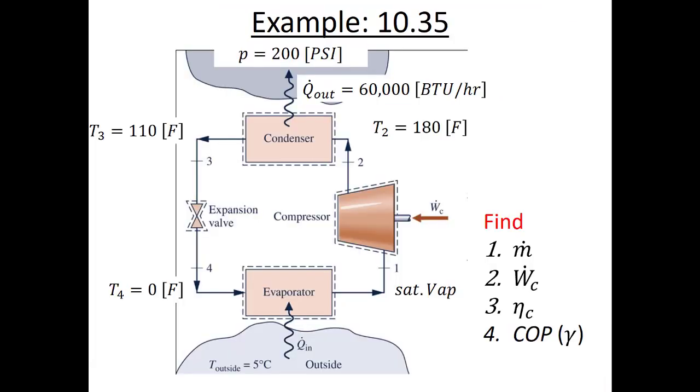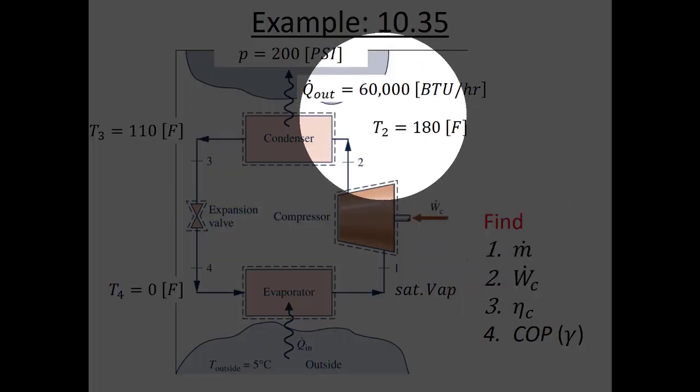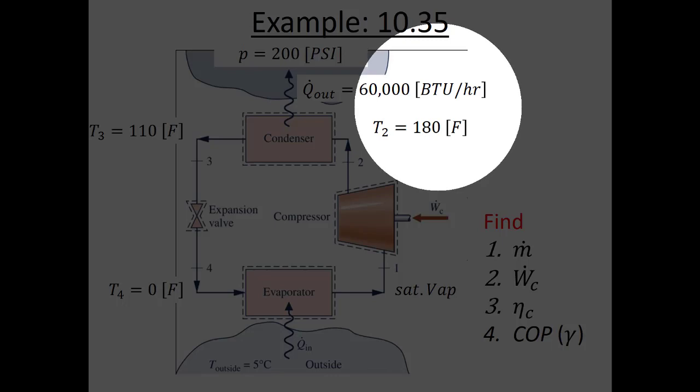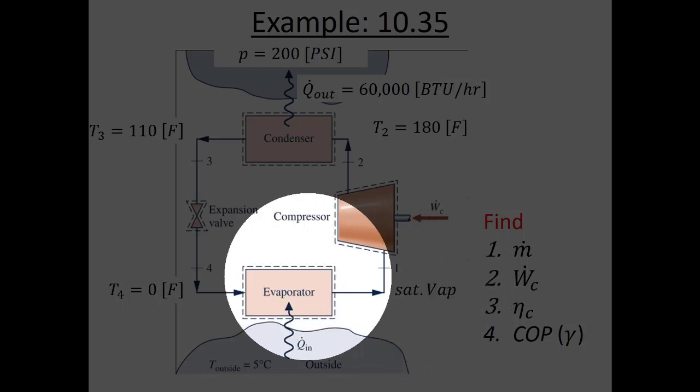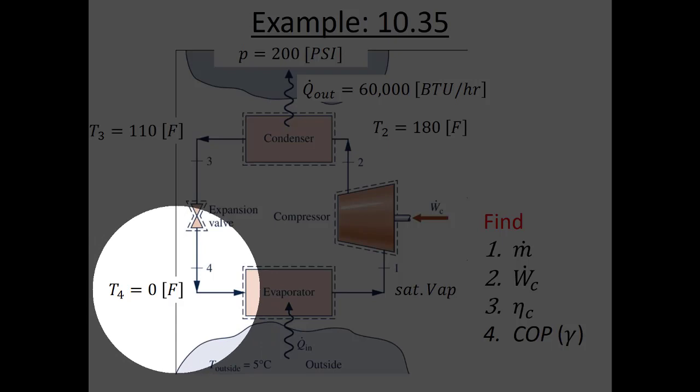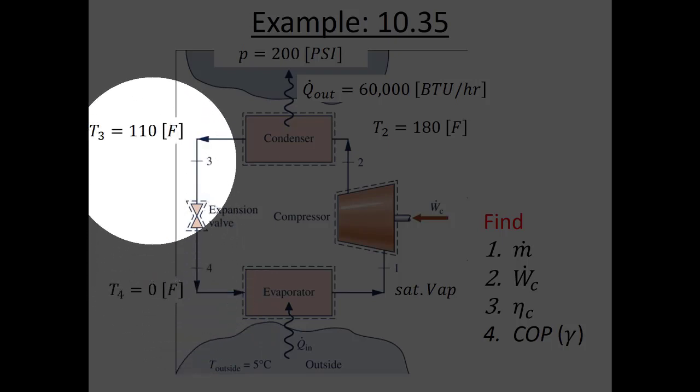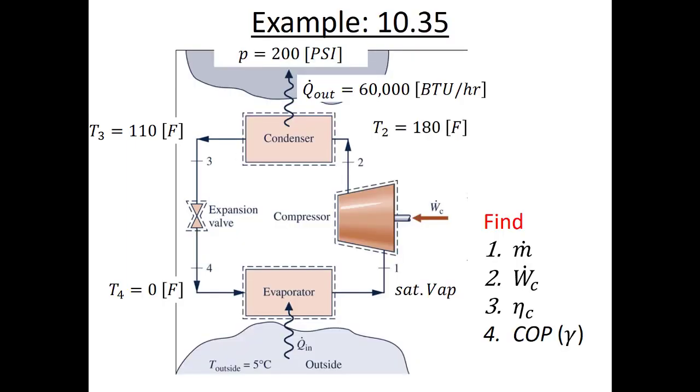So here's our example. We have a heat pump. Our heat pump is a traditional heat pump with these 4 components that we've been talking about. We know what the heat transfer out at the condenser is. This is in BTU per hour, so remember, this is in imperial units. We know T2. We know that we have a saturated vapor going into our compressor. We know T4 is equal to 0 Fahrenheit. And we know that T3 is equal to 110 Fahrenheit coming out of the condenser.